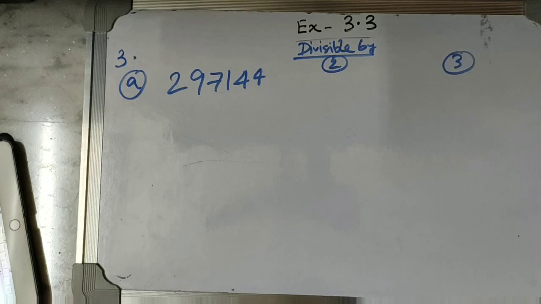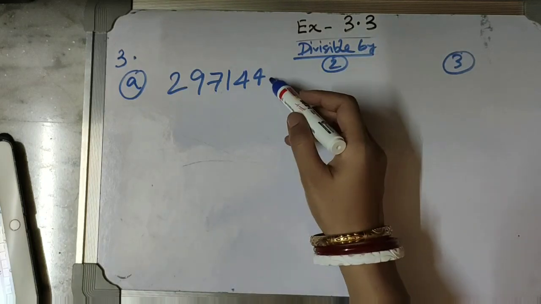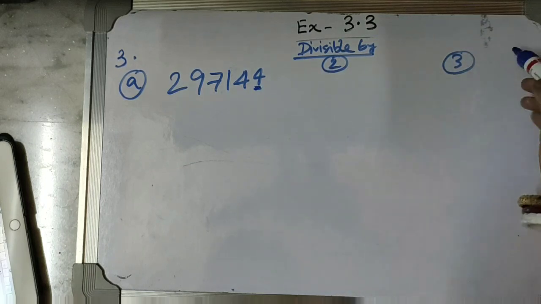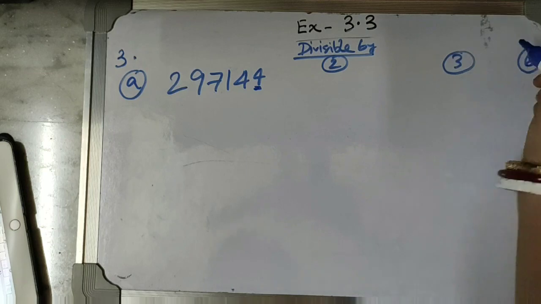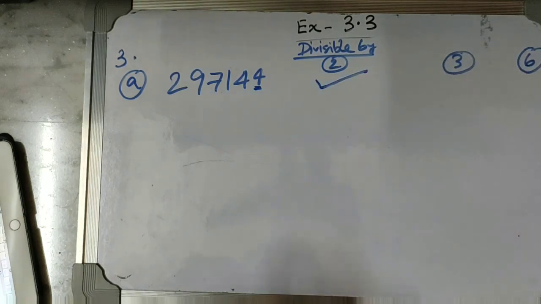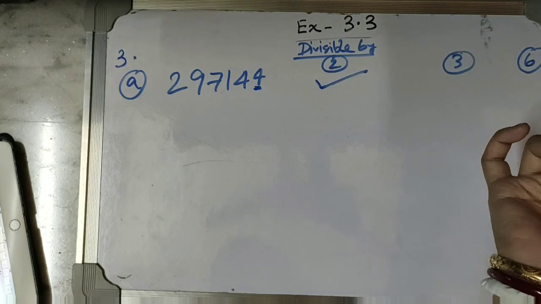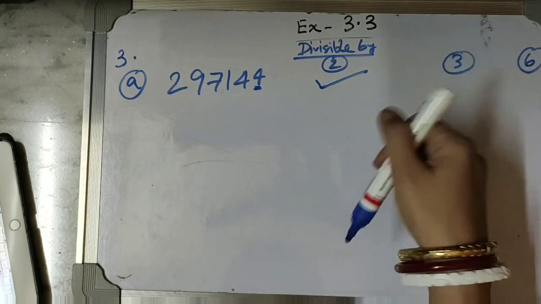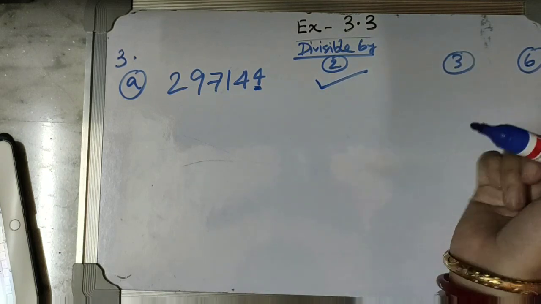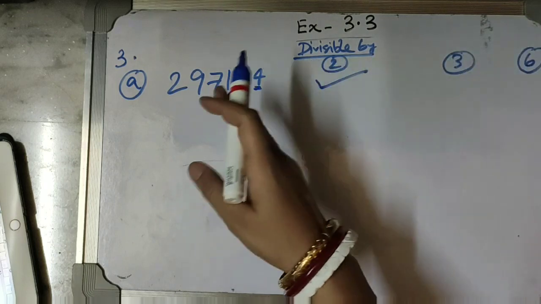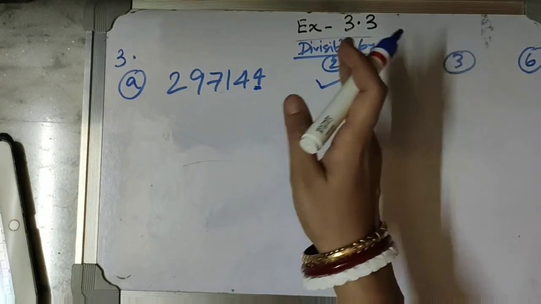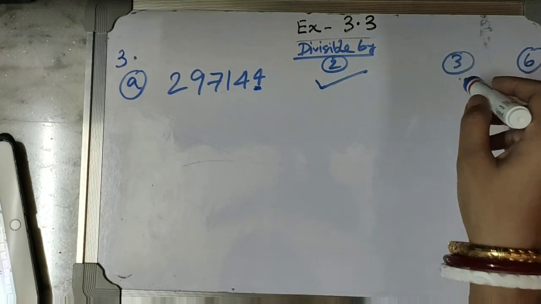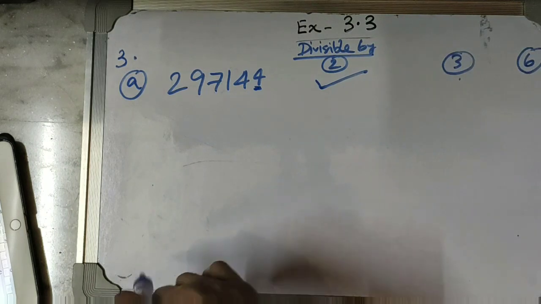First we can easily say that this number is divisible by 2 because it has 4 in its unit place. Why are we checking the divisibility by 2? Because we have to find whether this number is divisible by 6 or not. For checking the divisibility by 6, we must see whether this number is divisible by 2 and by 3. If it is divisible by both of these, then we can say the number is divisible by 6.